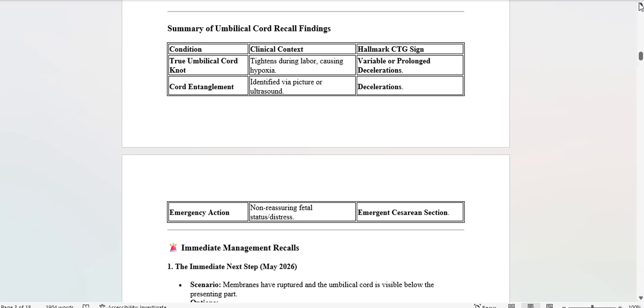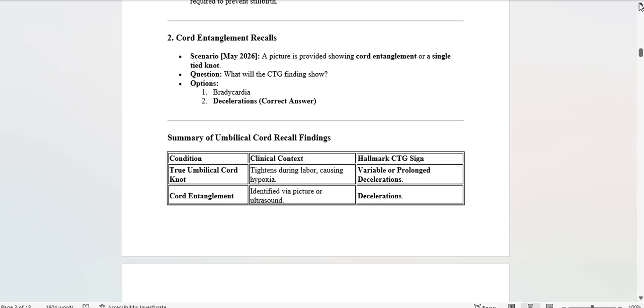Okay, just give me a second. I need to check that. Okay.